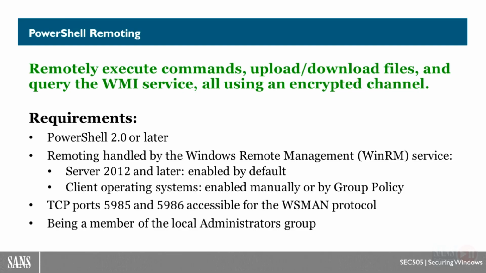On Server 2012 and later, this service is enabled and configured by default. This means back at home, let's imagine that you have 1,000 servers that are running Server 2012 and later. By default, all 1,000 of them are listening for inbound PowerShell Remoting connections. Now, what about client operating systems like Windows 7 and Windows 10? The WinRM service is not enabled by default, but we can easily enable it through group policy or through a PowerShell configuration script.